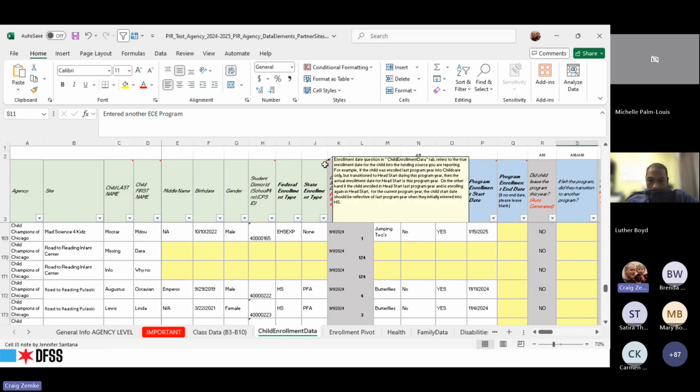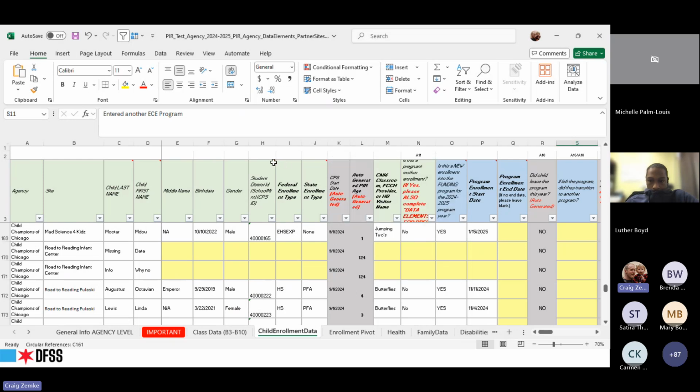So again, enrollment type. We've got a little paragraph here. What does this mean? Just to clarify some of this text, we took directly from the PIR form itself, but others were being specific about what that means in the DFSS context.